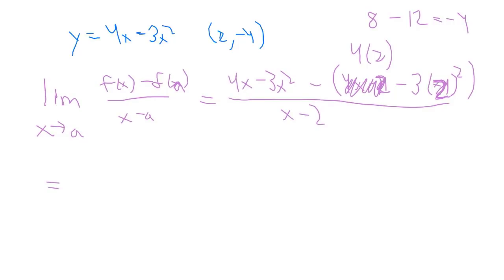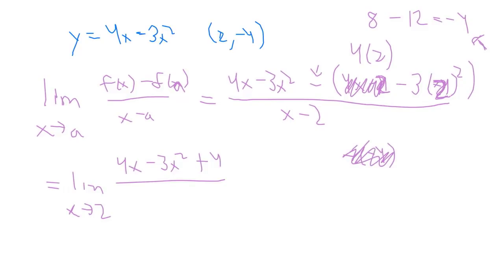And what you end up getting is the limit as x approaches 2 of 4x minus 3x squared plus 4 over x minus 2, because this is negative 4 and there's also a minus here, so it's minus negative 4. And if we factor this, it might be easier to rewrite it as negative 3x squared plus 4x plus 4. And in the interest of time, I'm just going to show you what this factors out to be.